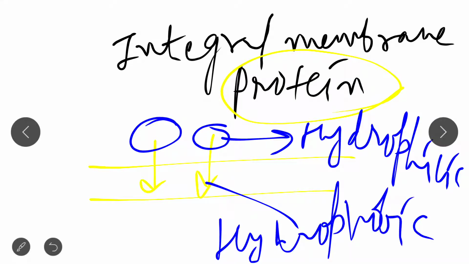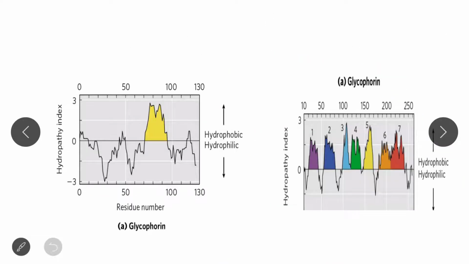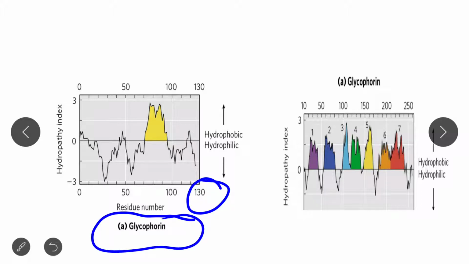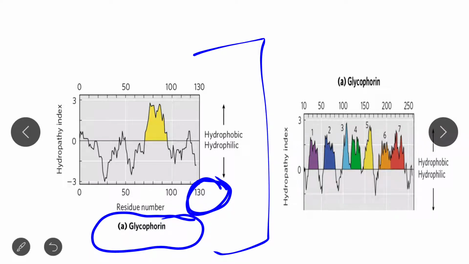Clear? Now suppose, as you can see in this figure, we isolate a protein of 130 amino acid residues. In this example we use the transmembrane protein glycophorin. With the help of this transmembrane or integral membrane protein, we explain the whole hydropathy plot. Suppose we isolate an integral membrane protein of 130 amino acid residues.